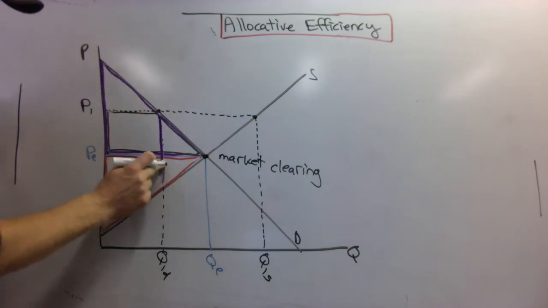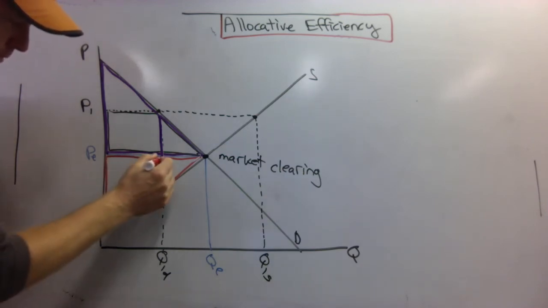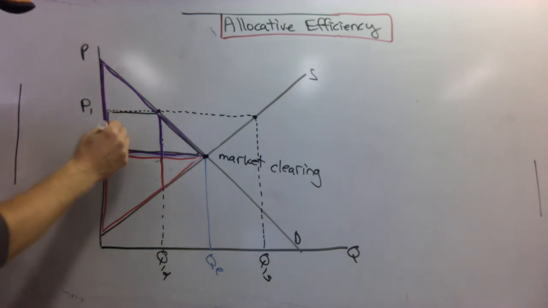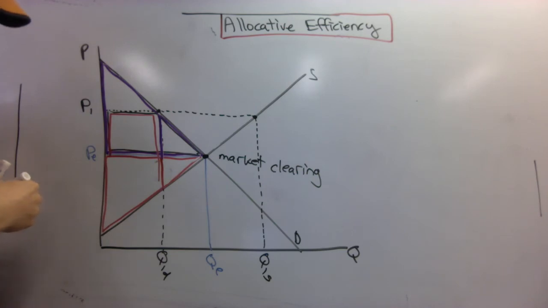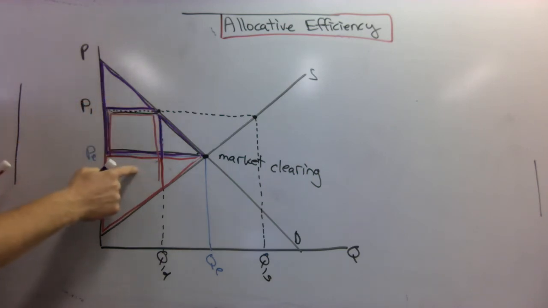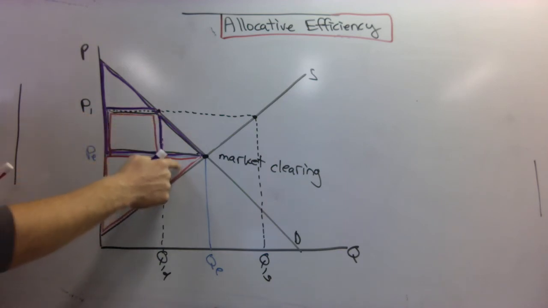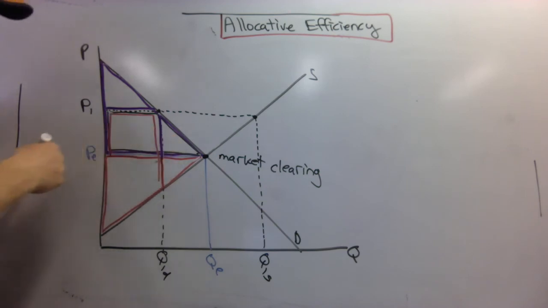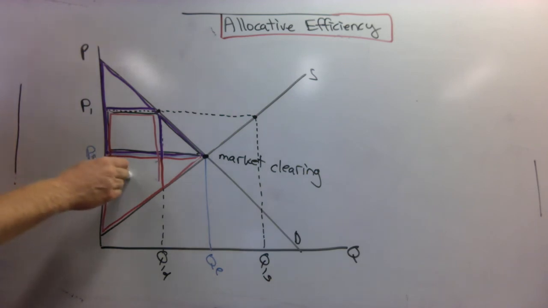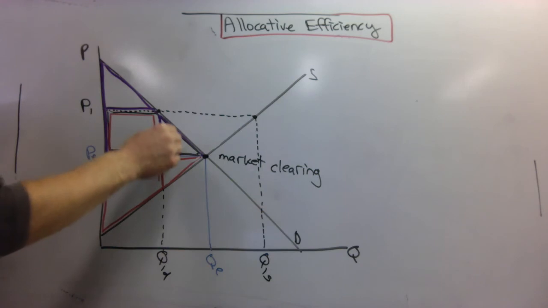I shouldn't make that purple, I should make it red. Consumer surplus is this purple triangle, and producer surplus is this red polygon. But this area here, this producer surplus, that consumer surplus, where did that go? Who gained that? The producers benefited at the expense of the consumers. Who benefited? Who gained this?